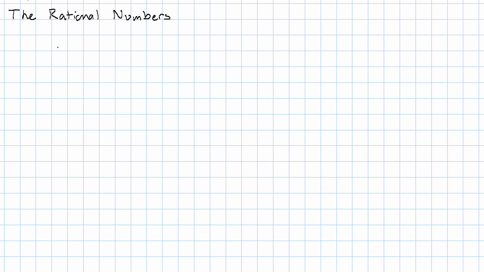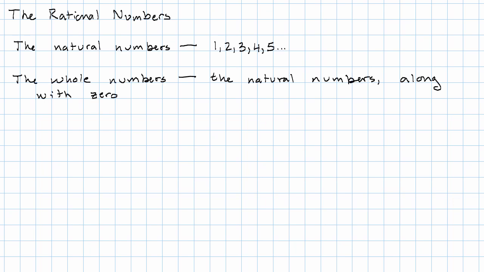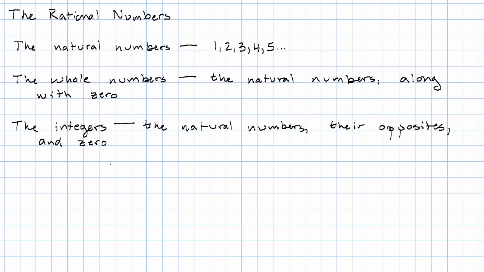Previously, we've met several families of numbers. We've met the natural numbers, which are the numbers 1, 2, 3, 4, 5, the traditional counting numbers. We've met the whole numbers, which are the natural numbers along with 0. And we've met the integers, which are the natural numbers, their opposites, and 0.